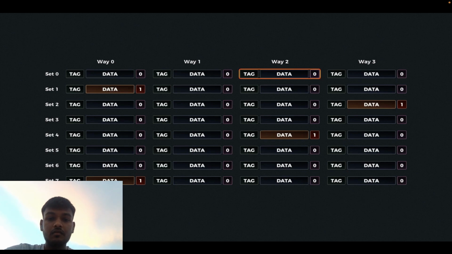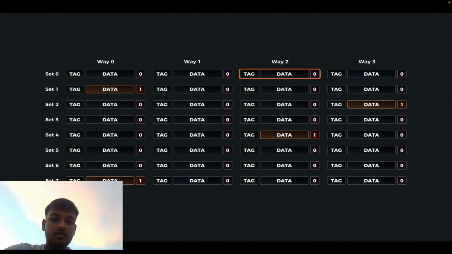So during a cache flush, the controller checks every cache line for any line where the dirty bit is set to 1. The cache immediately writes the data back into main memory and then resets the dirty bit to 0, indicating that memory and cache are once again in sync.